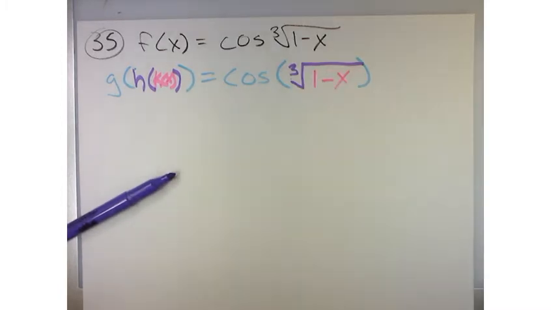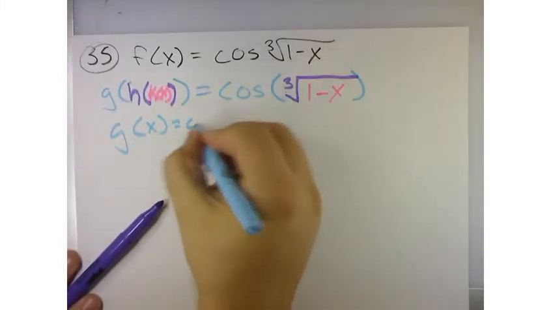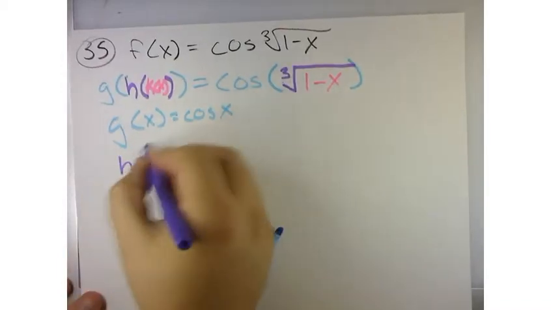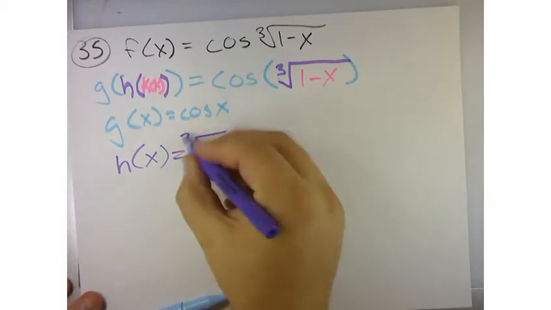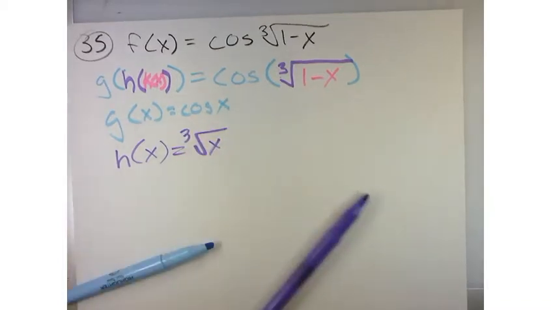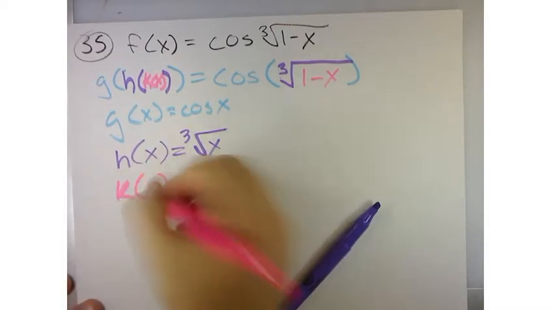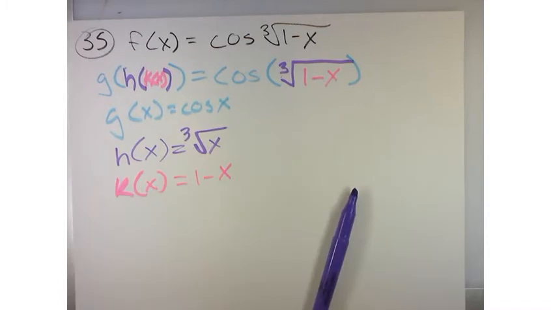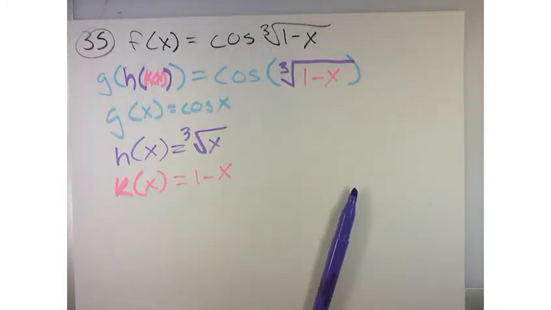Well, that means that g of x is equal to cosine of x, right? We said that h of x was equal to the cube root of x. And then we said that k of x was equal to 1 minus x. So in order for me to show that this is continuous, what do I have to prove?